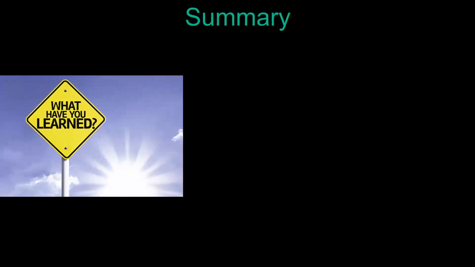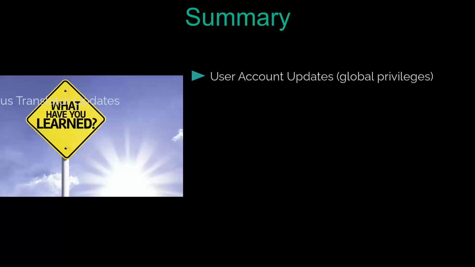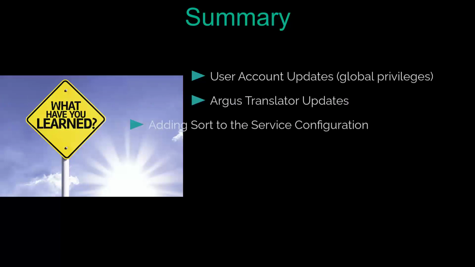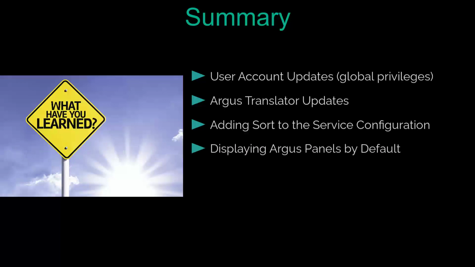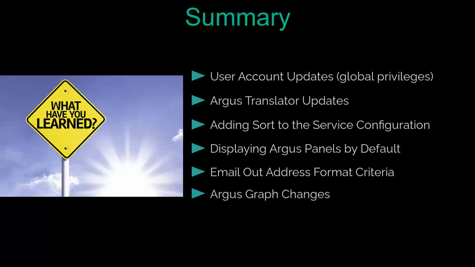Summary. We've covered the following: user account updates, guest limited to home screen, monitor current page, and guest login. Argus Translator updates, adding sort to the service configuration screen, displaying Argus panel labels, email out address format, and the following Argus Graph changes: printing for multiple axes and resizing, legend including scroll bars, and Argus Graph Dark Mode again available.